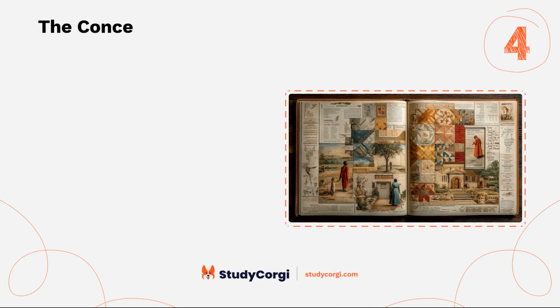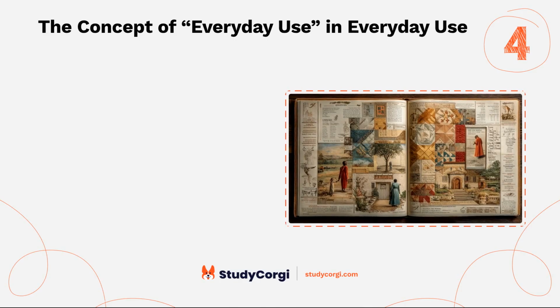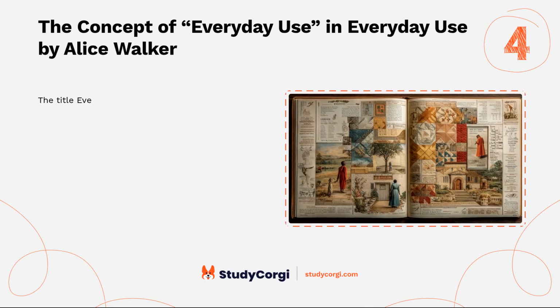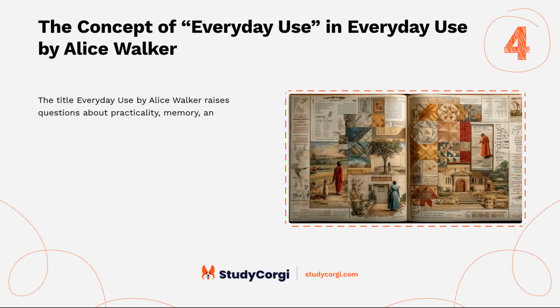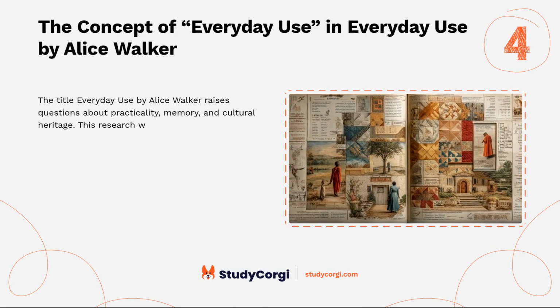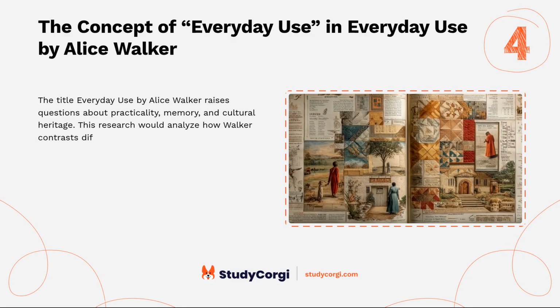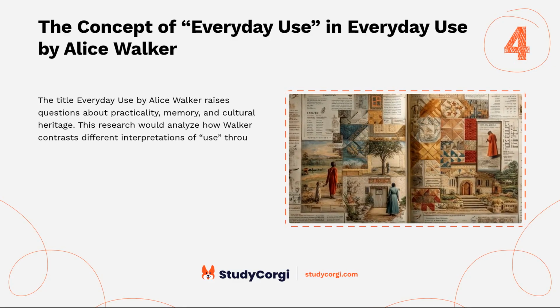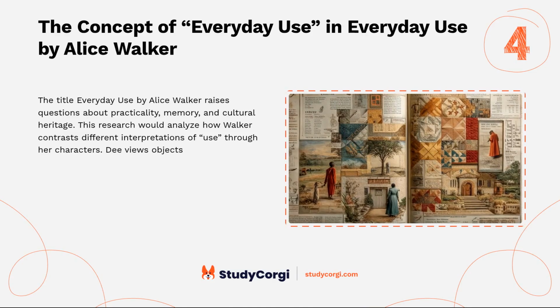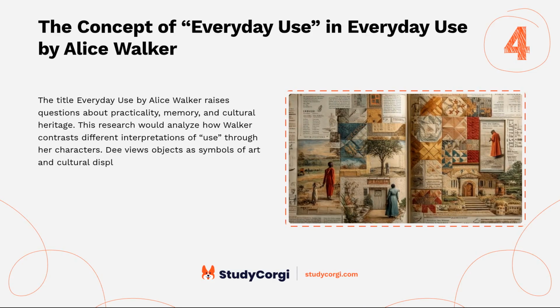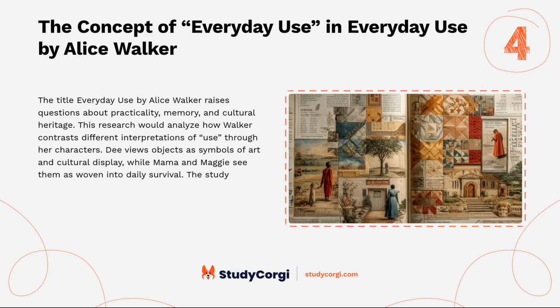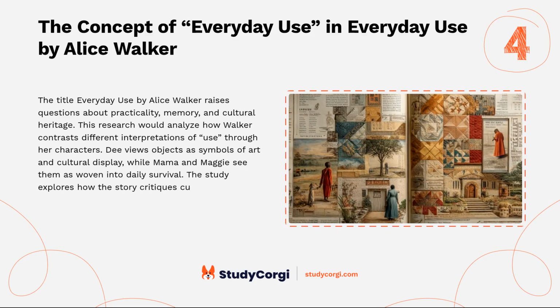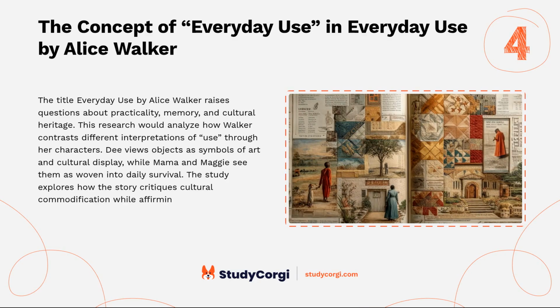The Concept of Everyday Use in Everyday Use by Alice Walker. The title Everyday Use by Alice Walker raises questions about practicality, memory, and cultural heritage. This research would analyze how Walker contrasts different interpretations of use through her characters. Dee views objects as symbols of art and cultural display, while Mama and Maggie see them as woven into daily survival. The study explores how the story critiques cultural commodification while affirming the value of lived, everyday connections to heritage.